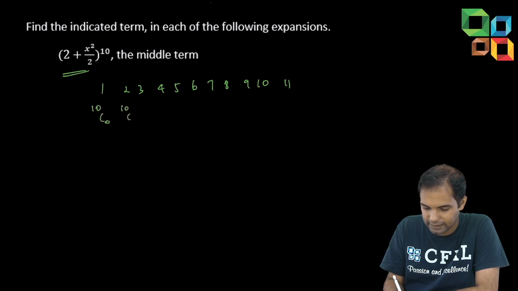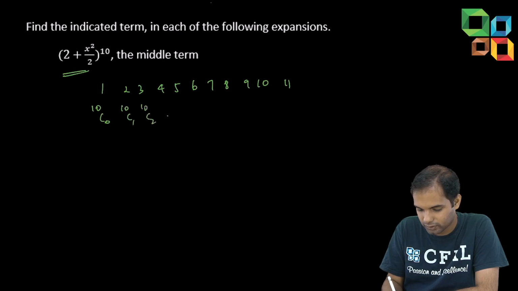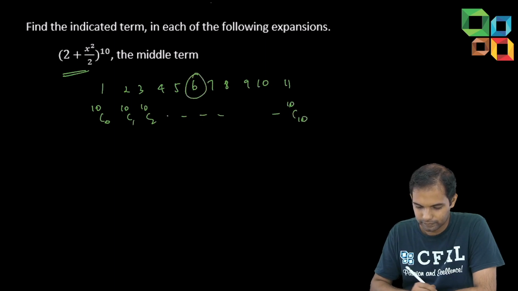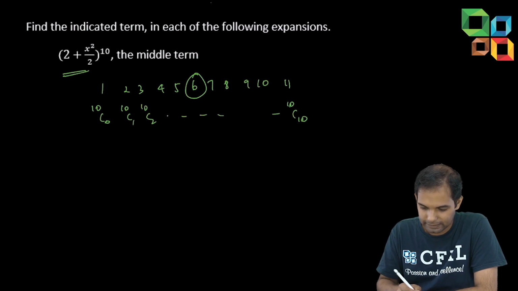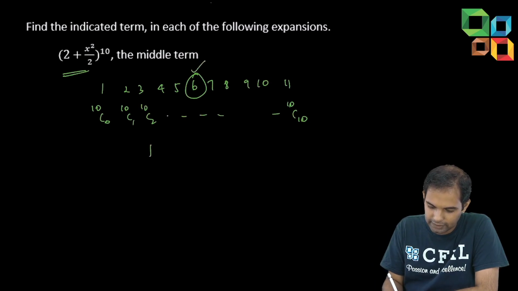10C0, 10C1, 10C2, so on. Last will be 10C10. And you see that this term, the sixth term, should be the middle term. Correct? You know how to write the sixth term. Okay, so what is T6? T6 is T5 plus 1.